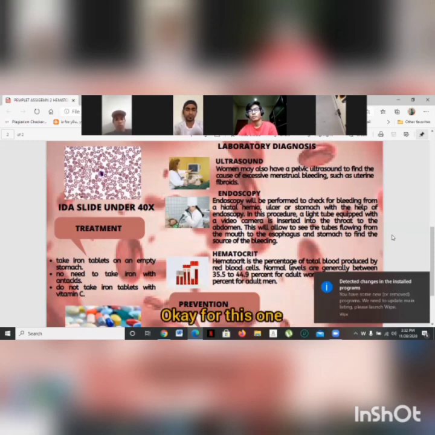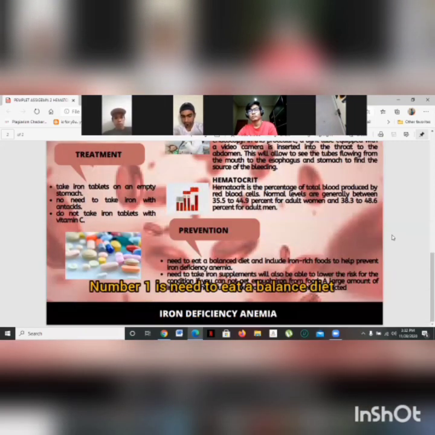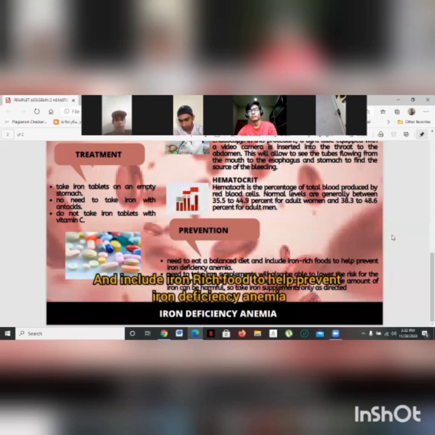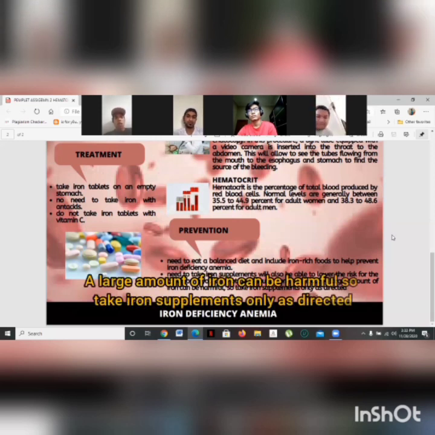Okay, for prevention of iron deficiency anemia, we have two points. Number one, you need to balance your diet and include iron-rich food to help prevent iron deficiency anemia. Number two, taking an iron supplement will also lower the risk of the condition if you cannot get enough iron from food. A large amount of iron can be harmful, so take iron supplements only as directed.